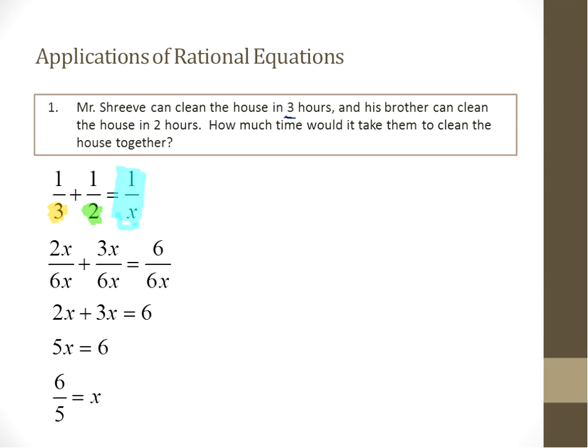This is an example, too, that kind of goes with what we were doing earlier when we talked about finding that LCD. In this particular case, the LCD is just everything multiplied together. 3 times 2 times x. 3 times 2 is 6. 6 times x is 6x. So find your LCD.